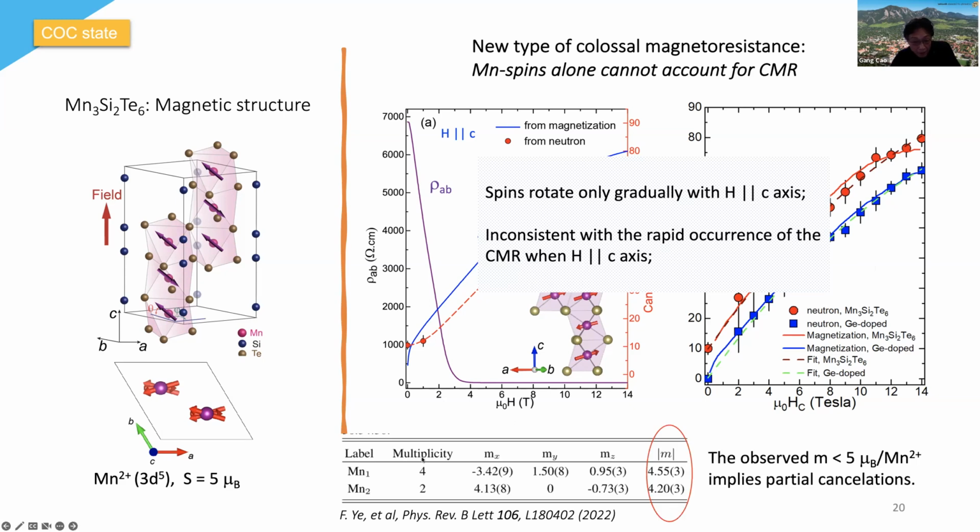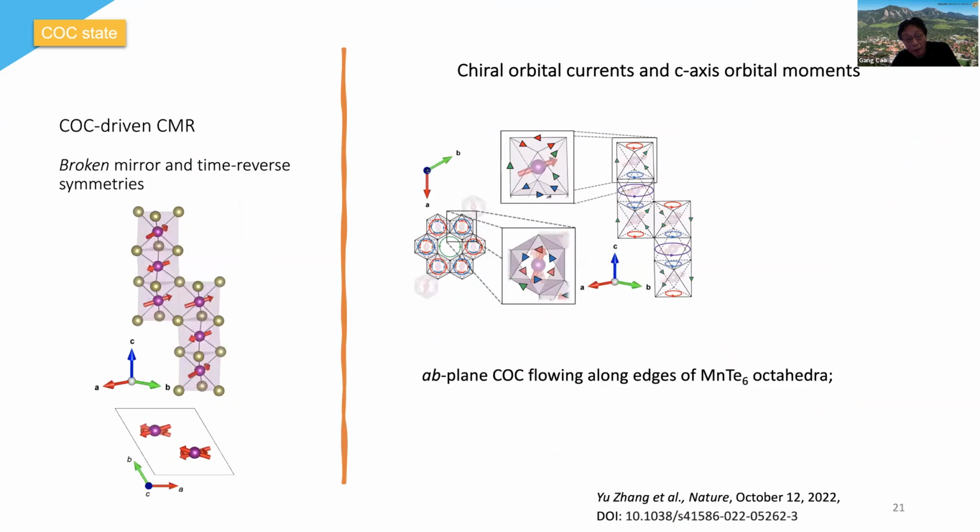And then there is a detail here, which is important. In this paper, it also reports the magnetic moment. For this ion, the magnetic moment ideally should be 5 Bohr magneton. But for these two different magnetic sites, one of them shows 4.5 Bohr magneton, the other 4.2 Bohr magneton. So this is an early indication that there may be some partial cancellation due to orbital moment generated by loop currents. So this is our proposal.